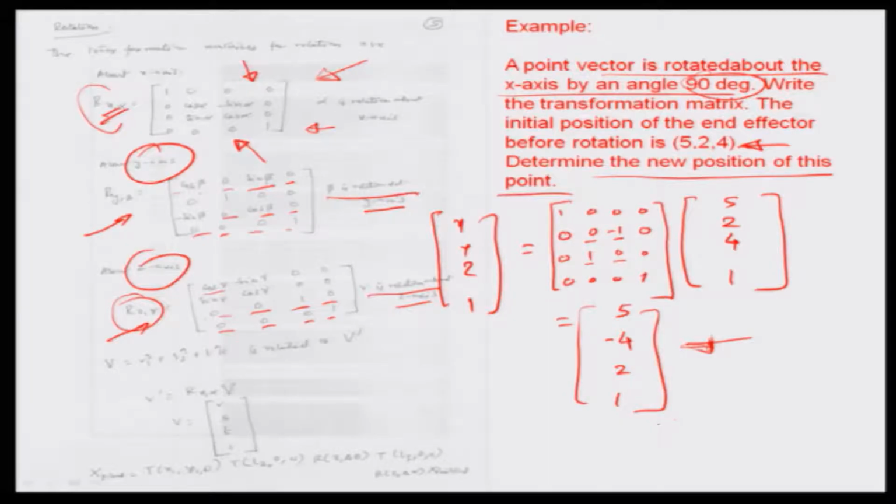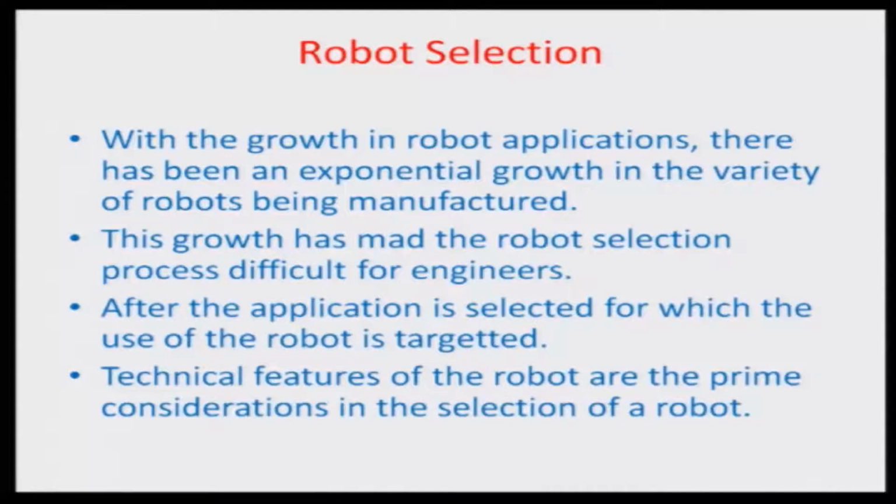So, that is how you basically modify the coordinates. I think we have covered more or less everything that needed understanding in the robotics area. The other most important issue is about robot selection, and then also the applications of robots to various industrial processes and systems.